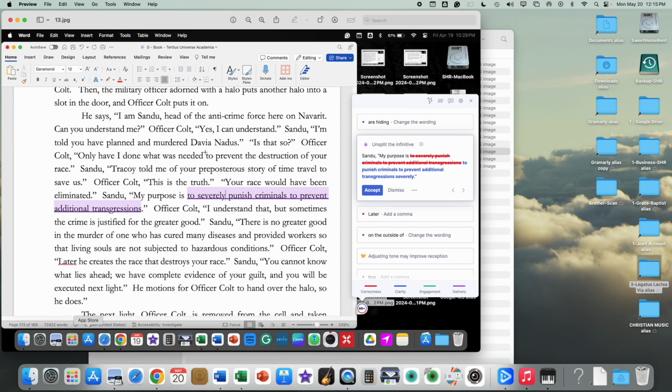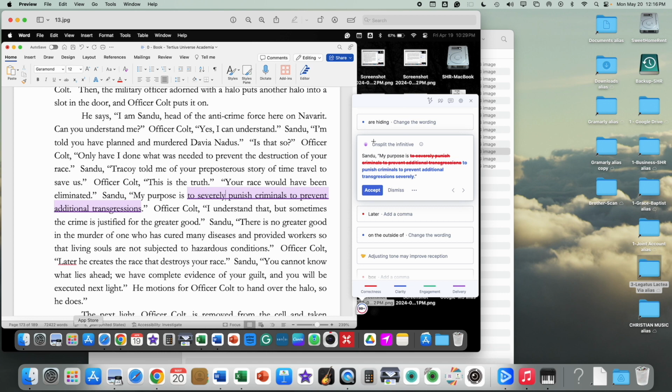Number 13. Here we have a section when they're talking to this alien, the head of the police force, basically, on an alien world, and it says, "Sandu, Trikoi told me of your presumptuous story of time travel to save us." Officer Colt: "This is the truth. Your race would have been eliminated." Sandu: "My purpose is to severely punish criminals to prevent the additional transgressions."